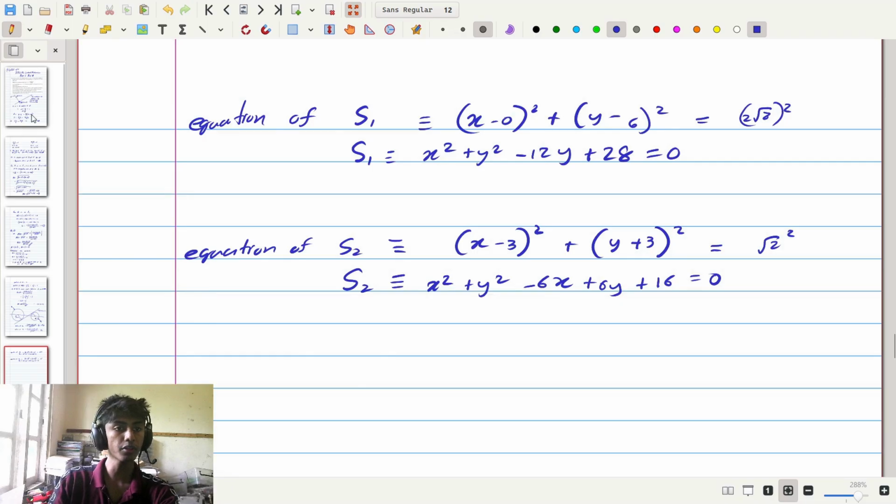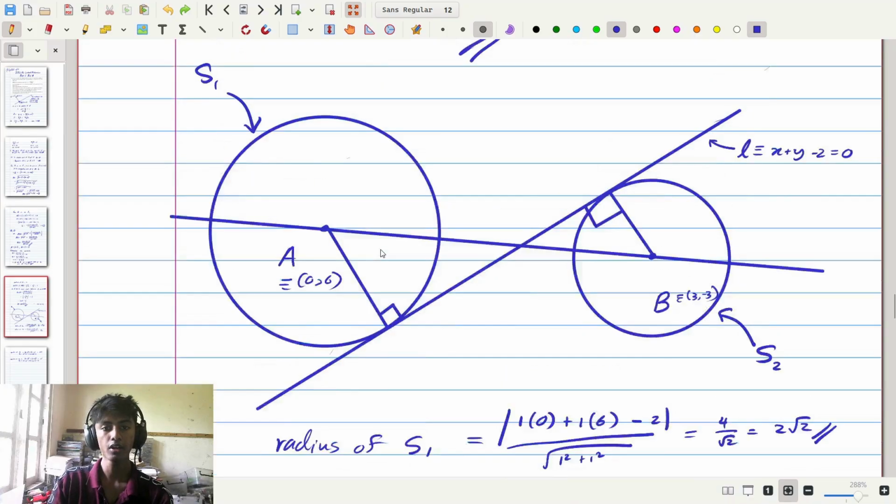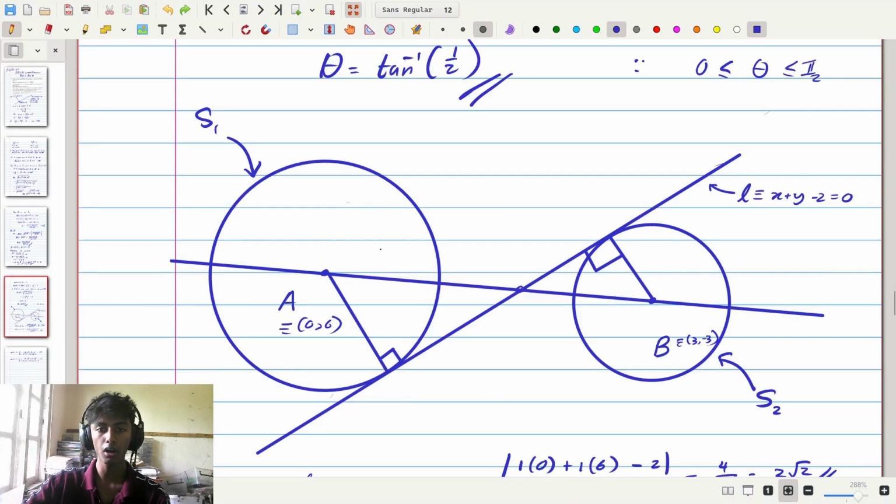Now moving on from that, the question then says, let C be the point of intersection of the line L and the line AB, and given this, we are asked to find the coordinates of the point C. So considering that, we are asked to find the coordinates of this point right here, the point C, which I'm going to call x3, y3.